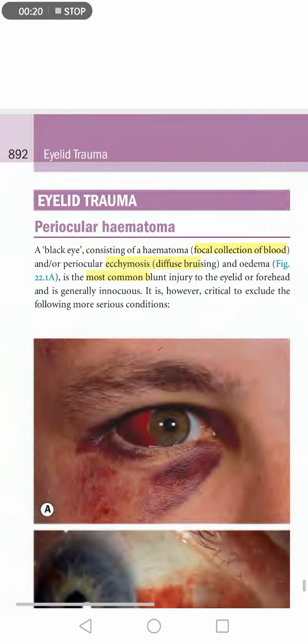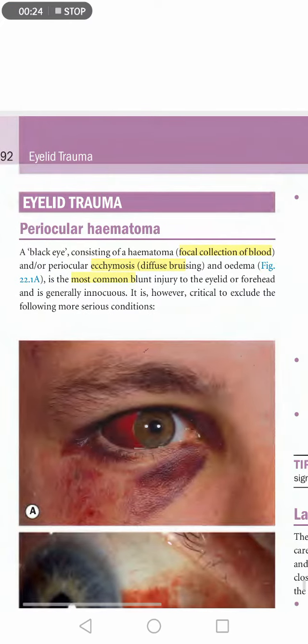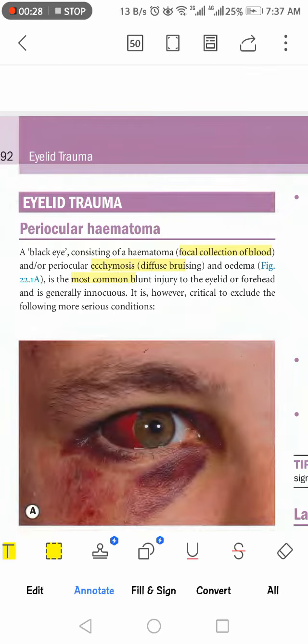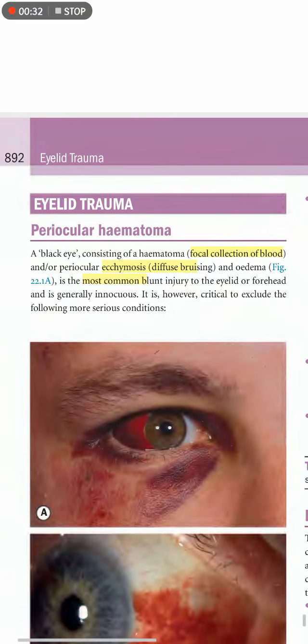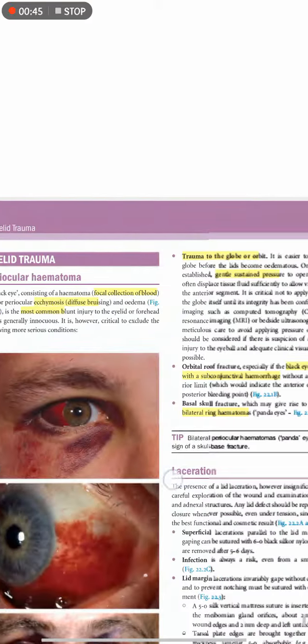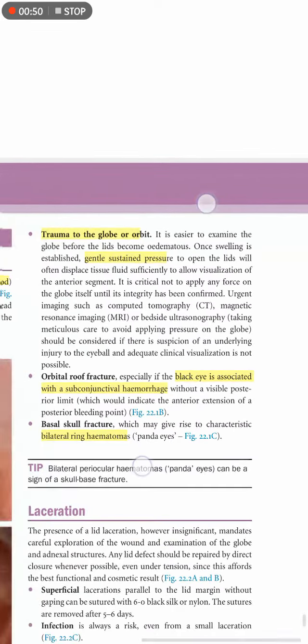A black eye consists of a hematoma, which is basically a focal collection of blood, and/or periocular ecchymosis. Diffuse bruising and edema is the most common blunt injury to the eyelid or forehead and is generally innocuous. It is, however, critical to exclude the following most serious conditions. Now let's see which are the conditions which are more serious.